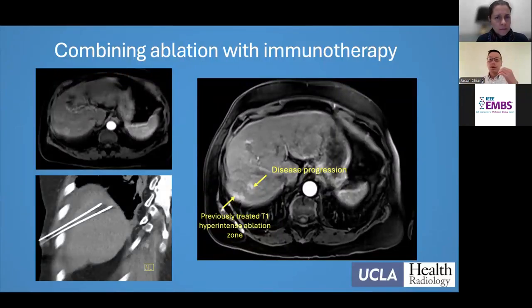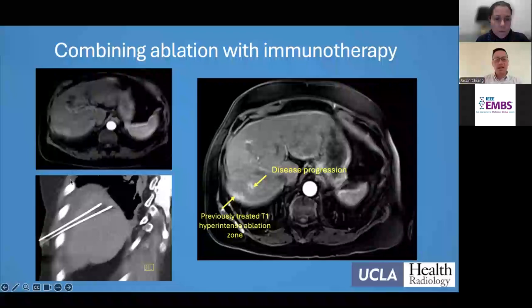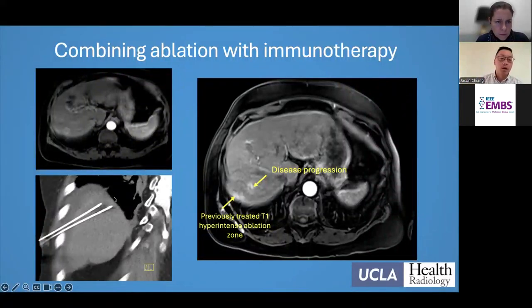And so ablation is one of those things that can really help expose tumor antigens to the human immune system. So here's a case of an HCC. This is the tumor right here. We treated it with ablation. A few months later, this is the treatment zone, but we had a new tumor show up right here, okay? So this happens quite often.